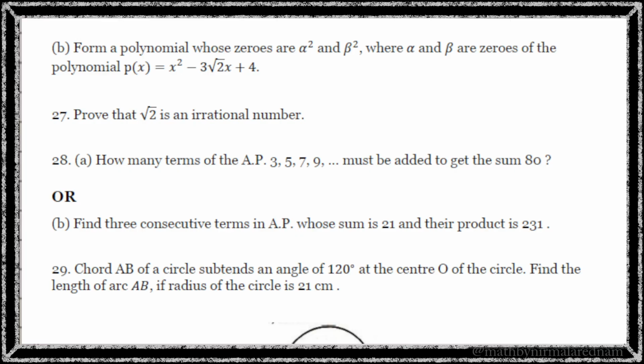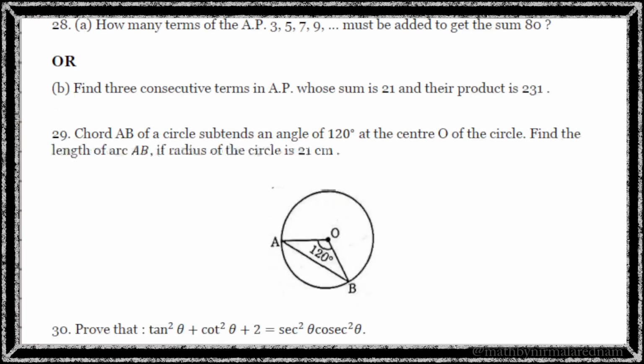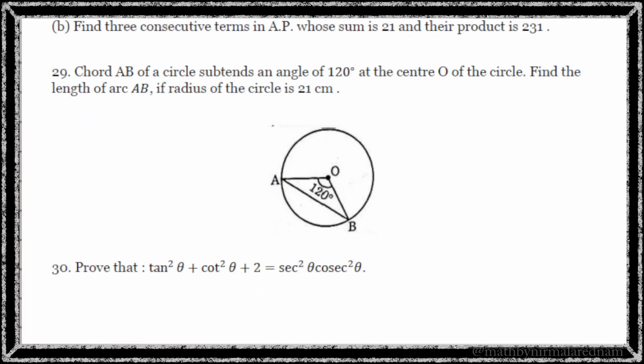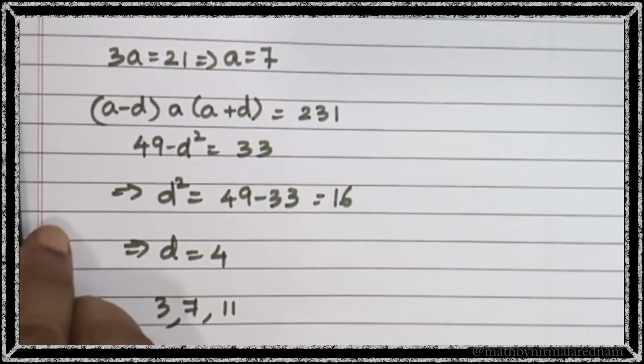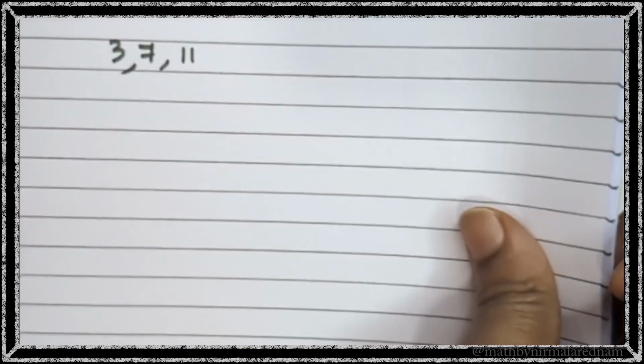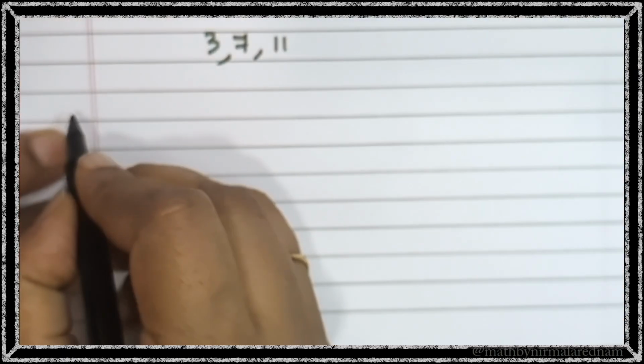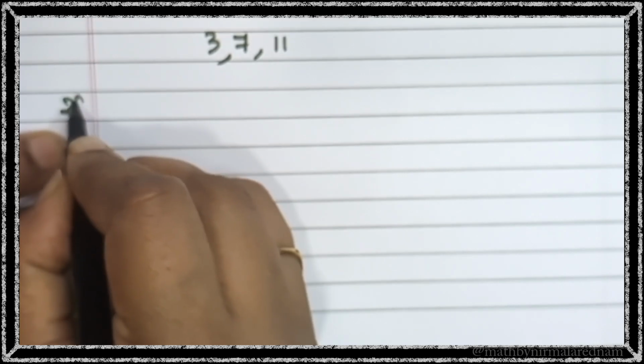Now let's look at the next question. In the given figure, chord AB of a circle subtends an angle of 120 degrees at the center O of the circle. Find the length of arc AB if the radius of the circle is given to us. So we know that the length of the arc is given by the formula L is equal to R theta, right? So this is the 29th question.